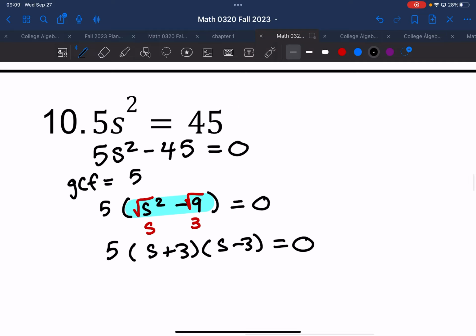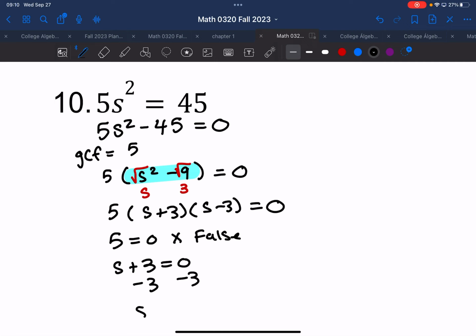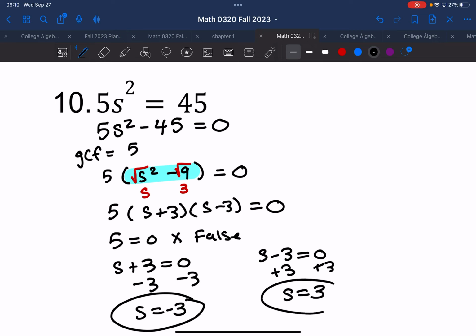Now that everything's factored, I have to solve. So remember, I set every single part equal to 0. So in this case, including that 5, I'm going to set that 5 equal to 0. 5 equals 0. Is that true? No, it's not a true statement, so I ignore it. Then I go to s plus 3 equals 0. Solve that one, and I get s equals negative 3. And then I do s minus 3 equals 0. Solve that one, and I get s equals 3.